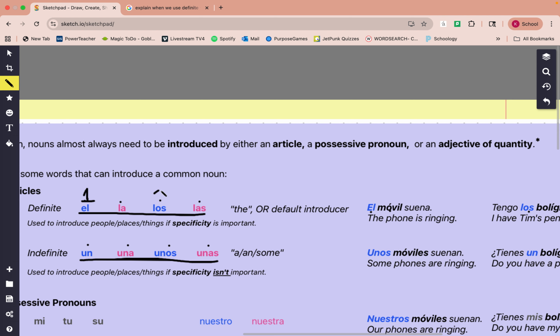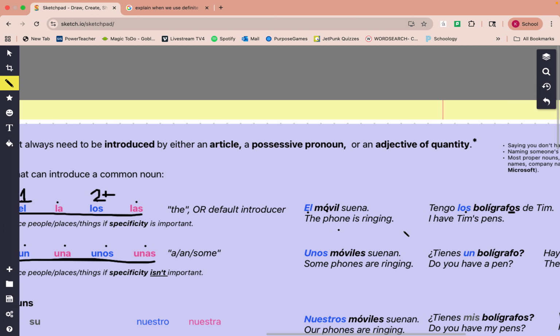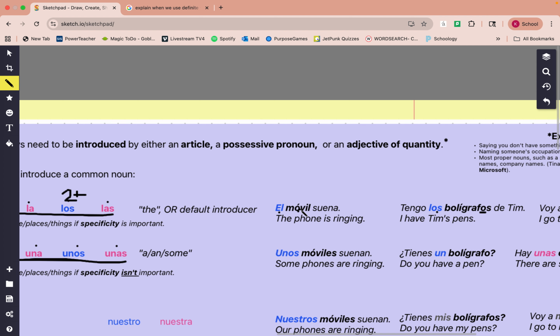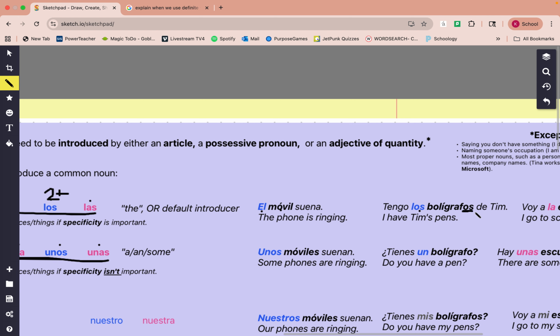Los, however, is a plural definite article. We can use it to refer to multiple items. So I would say el móvil to say the phone, because it's only one of them. But over here I'm talking about multiple pens, los bolígrafos. And so I can't say el bolígrafo even though they match in gender, because they also have to match in number, los bolígrafos.